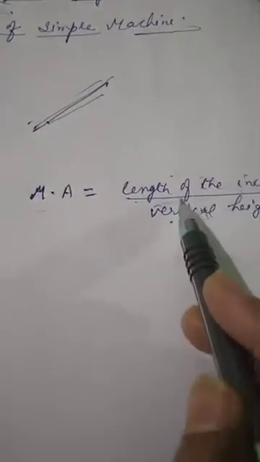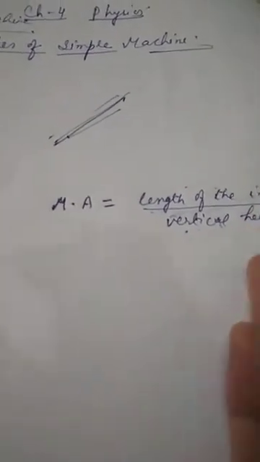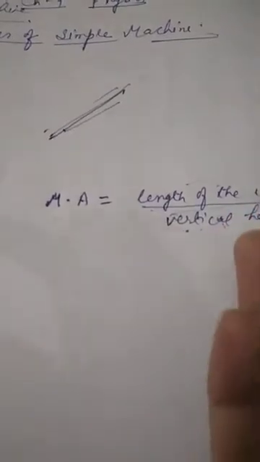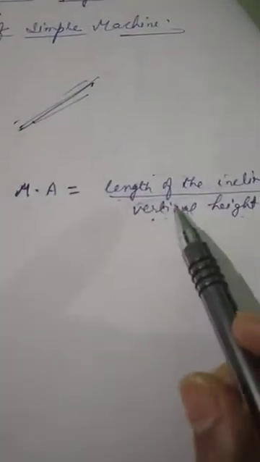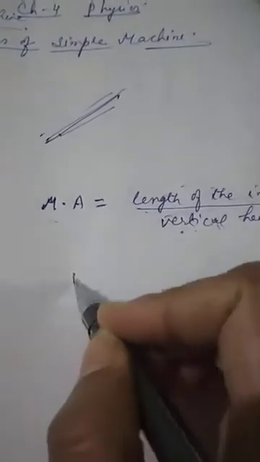And the mechanical advantage of an inclined plane is greater than 1, because the amount of effort needed to lift a load by an inclined plane is less than the load. That's why it acts like a force multiplier, because with very little effort we can lift a very heavy object. So its mechanical advantage is always greater than 1.